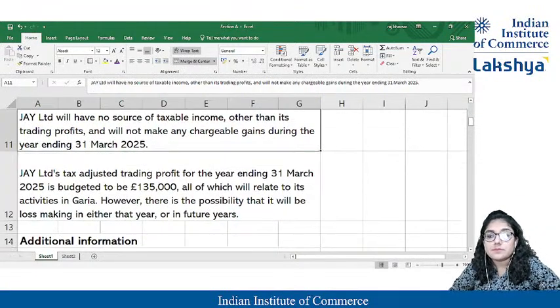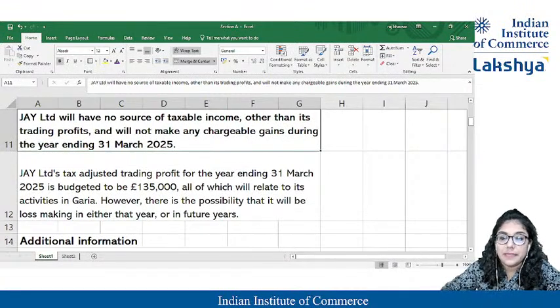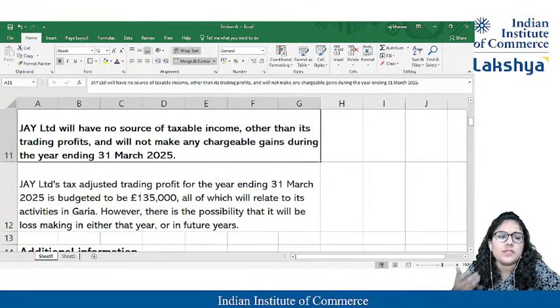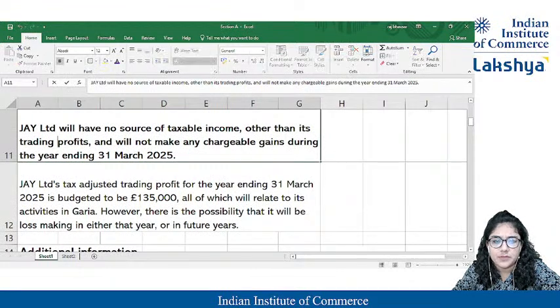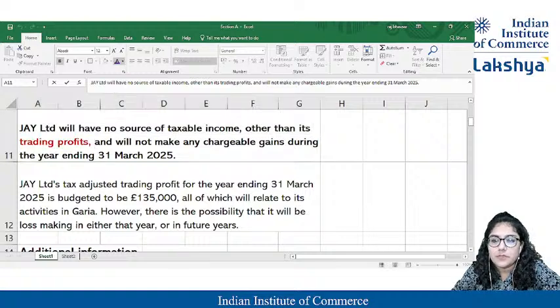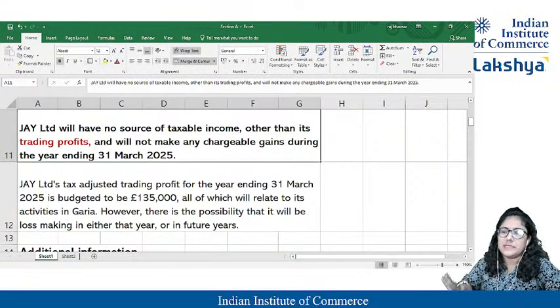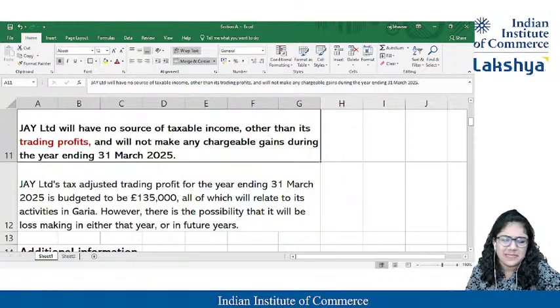Who is Jai? That is my new company which I have framed. Jai will have no other source of income other than trading profits. Jai means the other company now, so they are not having any other profit. They are going to work according to whatever CRO and REP tell them. That much only trading profits they will have, and will not make any chargeable gains during the year ended 31st March 25.